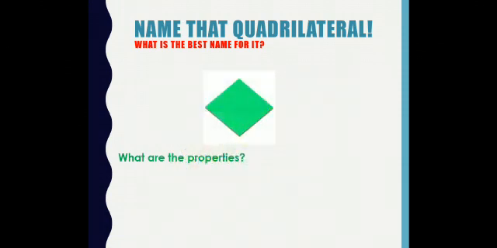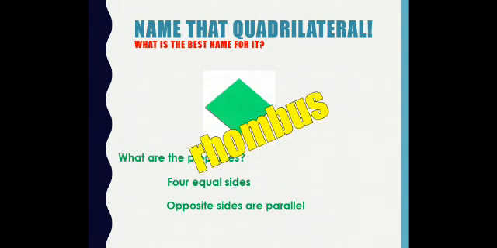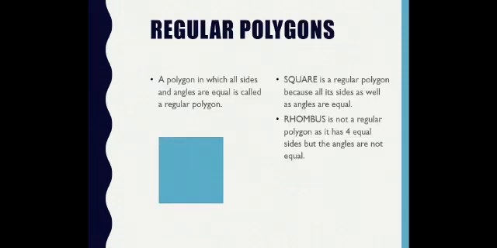Now next, obviously here opposite sides are given parallel and the four equal sides are given, opposite sides are parallel. So it is a rhombus over here. So we call this figure a rhombus.